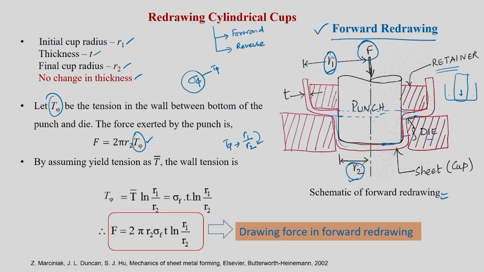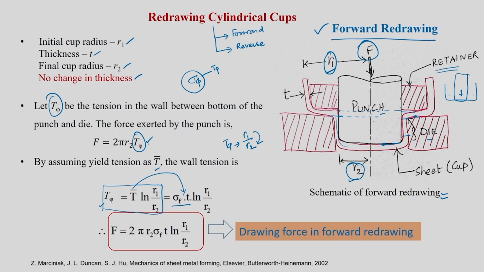We are not going to develop this equation, rather this is taken as it is directly. Assuming yield tension as T bar, the wall tension is given by T phi is equal to T bar ln of R1 by R2. This portion is not derived, let us accept it right now. T phi depends on R1 by R2 by following this equation: T phi is equal to T bar, which is nothing but your yield tension, times ln of R1 by R2. This yield tension is given by sigma f into t, which is the usual definition we have right from the beginning. So, T phi now becomes sigma f times t times ln of R1 by R2.